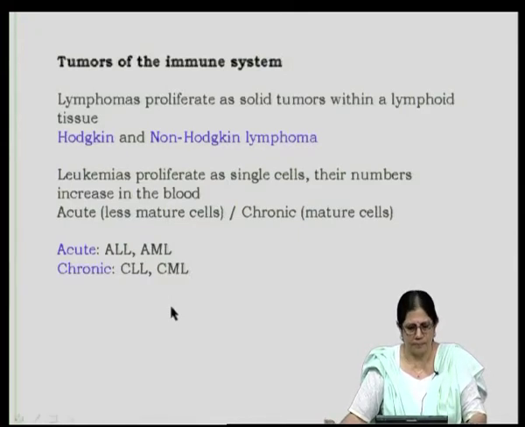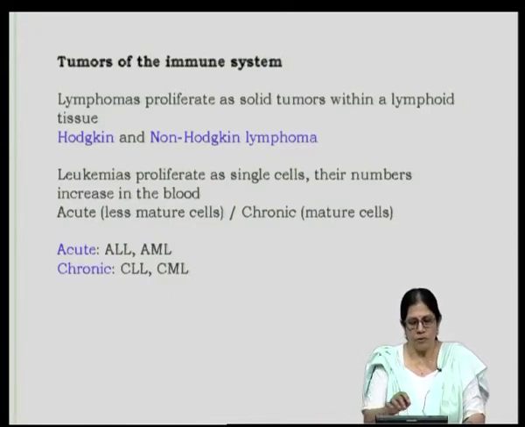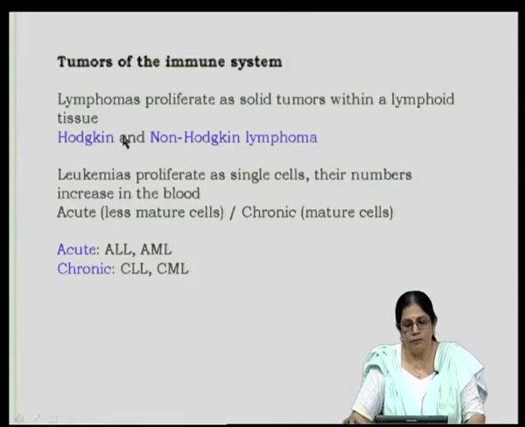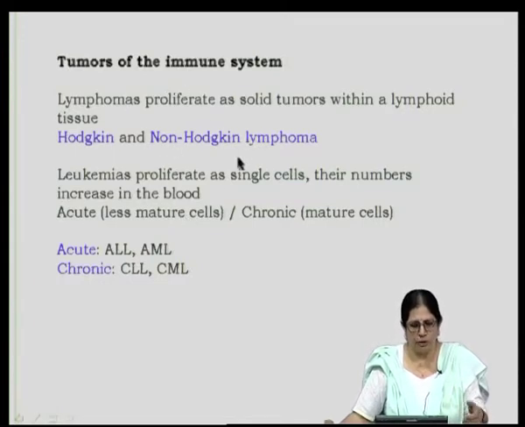of the immune system. Tumors of the immune system. Lymphomas proliferate as solid tumors. I have already mentioned that to you with the lymphoid tissue, and these are Hodgkin's and non-Hodgkin's lymphoma. Leukemias proliferate as single cells. Their numbers increase in the blood, whereas in case of lymphomas, they stay on as solid tumors in lymphoid tissue.